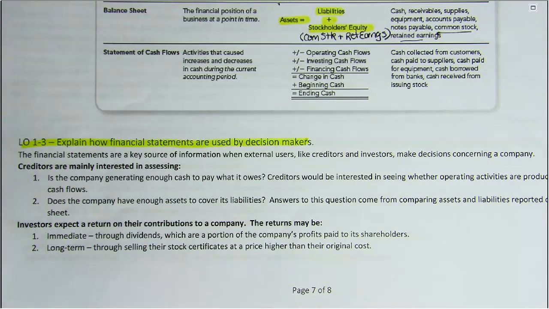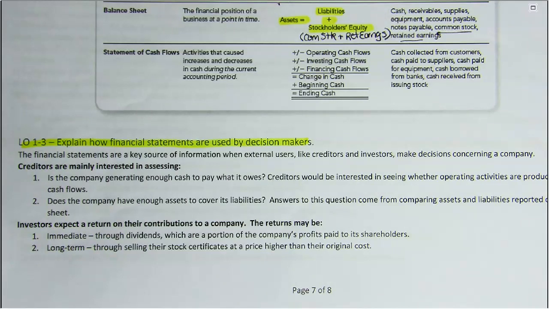Now, if this issue of explaining how financial statements are used by decision makers sounds familiar, we actually talked about this a bit in our first mini lecture. We talked about how creditors, investors, directors of the company, and even government agencies need useful information to make decisions about companies. In financial accounting, we focus on the users outside of the business, or external users.